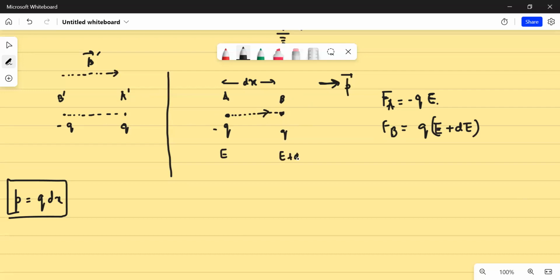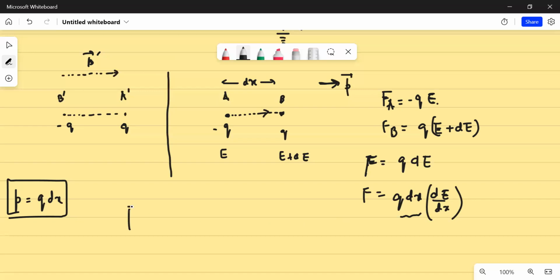Yes, sir. So net force would be equal to what? Net force would be equal to Q times dE. Is that clear? This would get cancelled. So in any case, if I want to divide it by dx, I'll write dE by dx here. And what is Q dx? Q dx is nothing but the dipole moment P, so P dE by dx. Is that clear? Yes, sir. So the force on the dipole with the dipole moment P is given by P times dE by dx. And this is all I'm writing in magnitude right now. Okay.